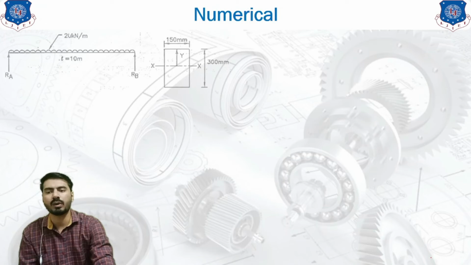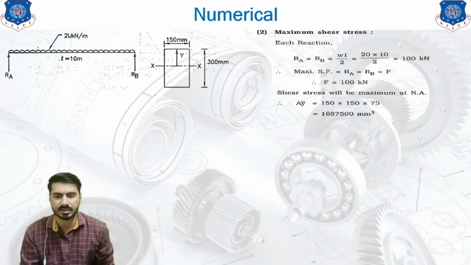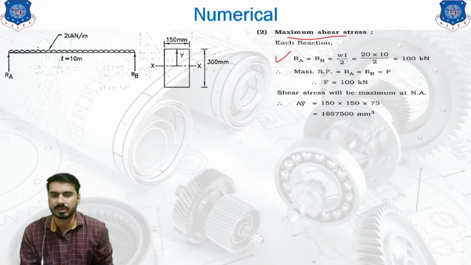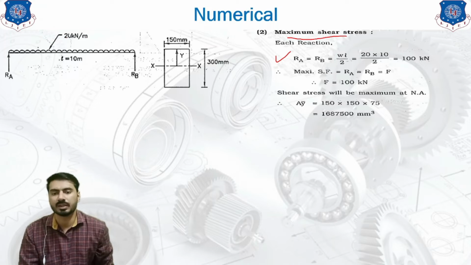Now we will move forward to the calculation of maximum shear stress. As you can see on your screen, the maximum shear stress calculation can be done by calculating the reaction first. So all you have to do is find the reaction. But in this particular diagram, the beam is loaded symmetrically, so we can find the reactions equally, and the reactions can be found by dividing the total load by 2.